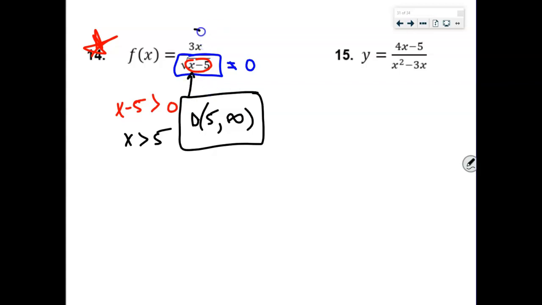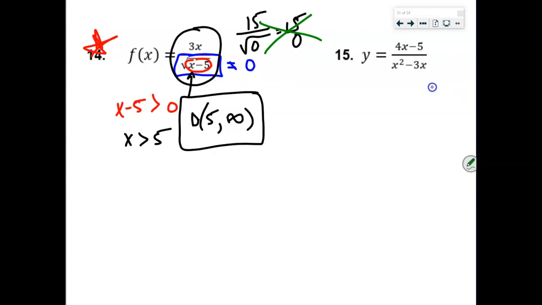If you plug in a 5 into this original problem, you're going to end up with 3 times 5, so 15 over the square root of 0, which means you have 15 divided by 0, which apparently the universe explodes if that happens. So, no, you can't do that. We can't include 5 as a solution, so we're using 5 with a parenthesis. Very good. All right, moving along.